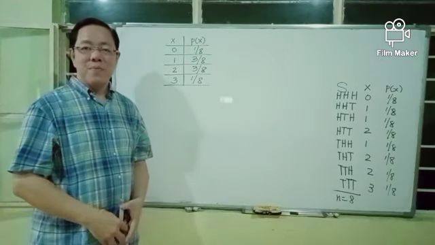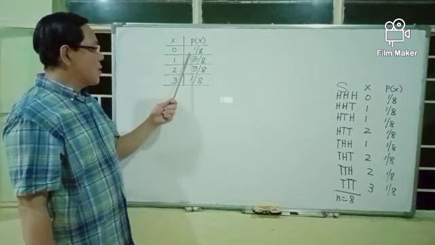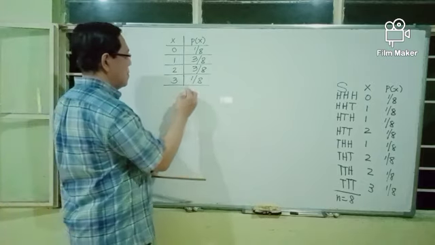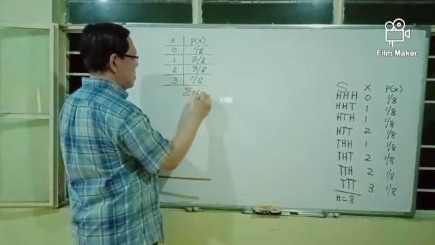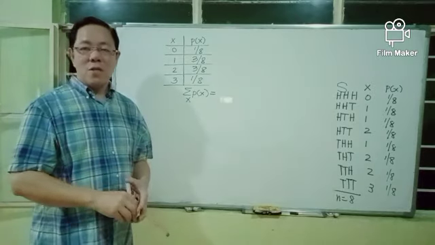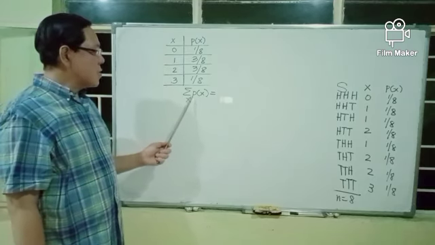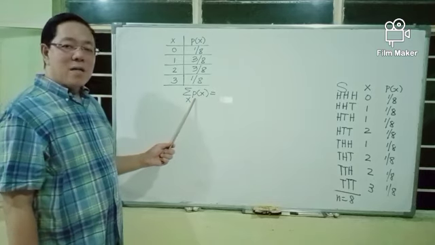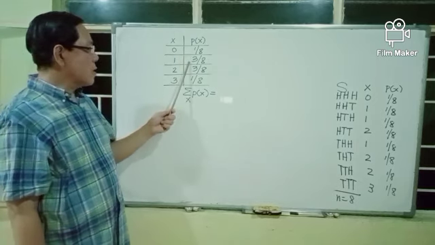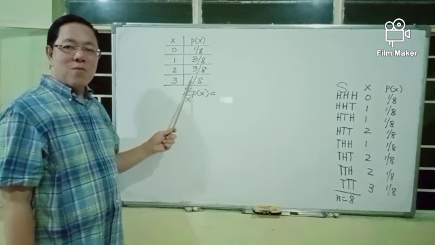Now we check if the condition for the probability distribution is satisfied, and the condition says that the sum of the probabilities of the values of the discrete random variable x should be equal to 1. The condition that must be satisfied by a probability distribution for a discrete random variable x is that the summation of the probabilities of x, we add the probabilities over all the possible values of x, should be 1. So we add 1 over 8 plus 3 over 8 is 4 over 8, plus 3 over 8 is 7 over 8, plus 1 over 8 is 8 over 8, or 1.